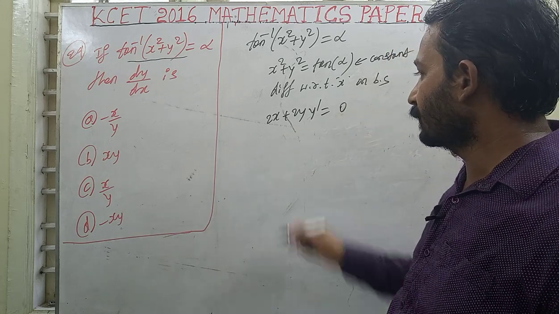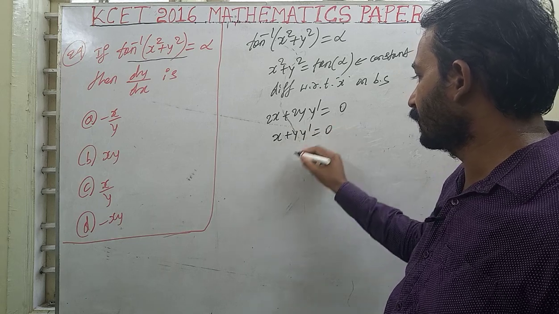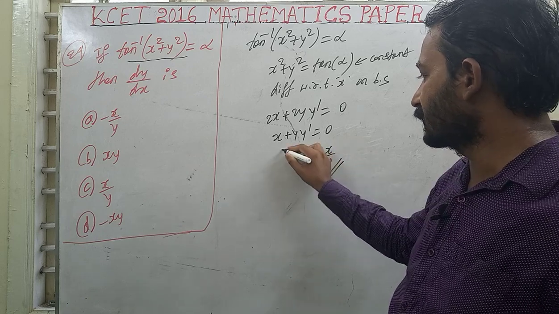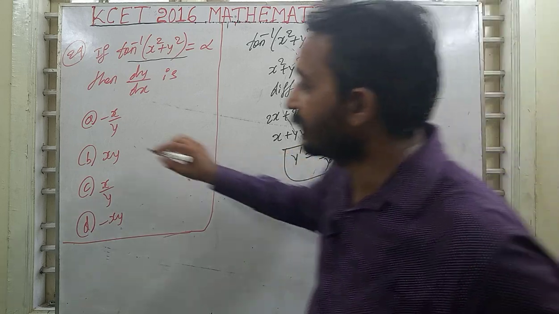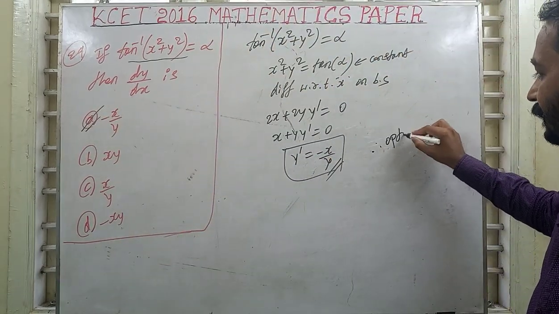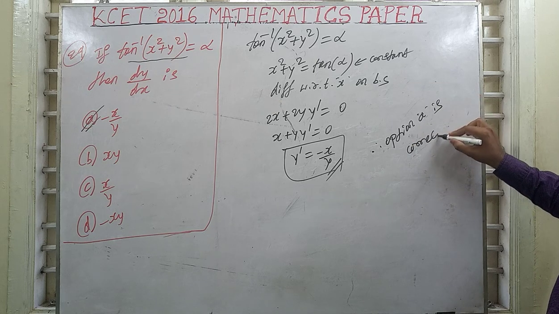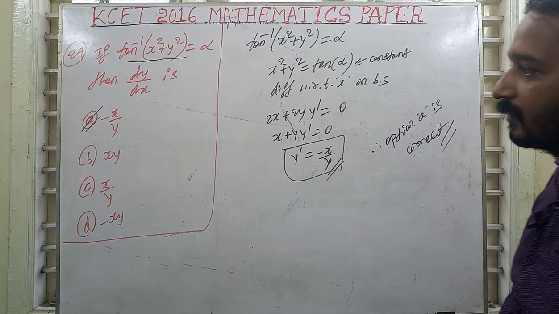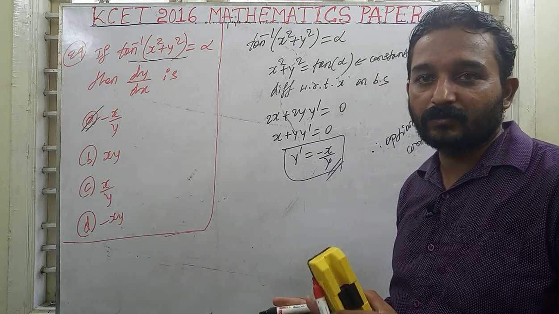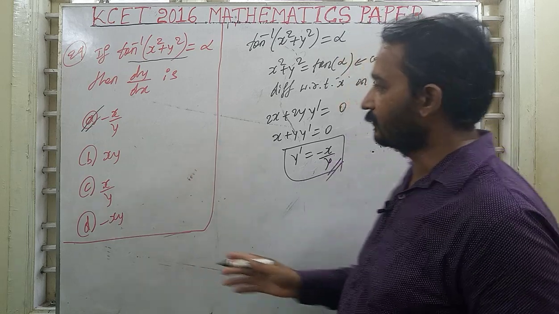Now divided by 2 on both sides, it becomes x plus y into y dash is equal to 0. Now y dash is equal to minus x divided by y. So this is the good answer. Option A is correct. Therefore option A is the good answer. This is an average problem. Most of the students solve this question easily because they have already solved this question in the NCERT textbook. Okay, so take it down.